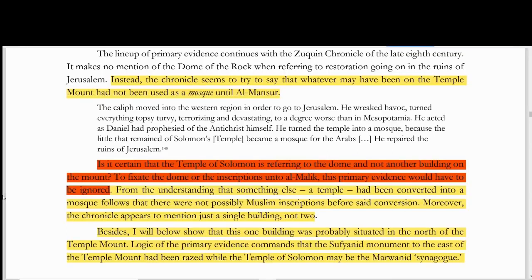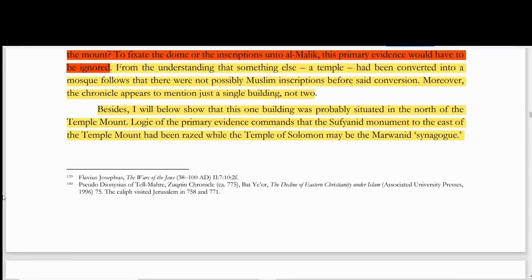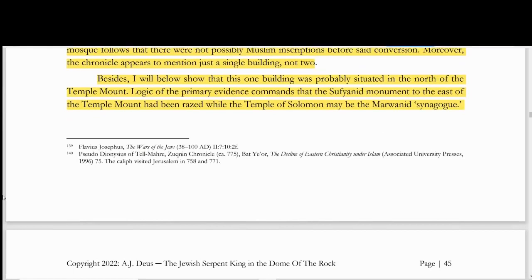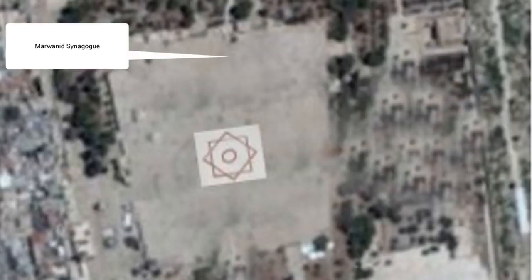Moreover, the chronicle appears to mention just a single building, not two. So that kind of rules out the idea that the Dome of the Rock was there, doesn't it? Besides, I will below show that this one building was probably situated in the north of the Temple Mount. Logic of the primary evidence commands that the Sufyanid monument to the east of the Temple Mount had been razed, while the Temple of Solomon may be the Marwanid synagogue.